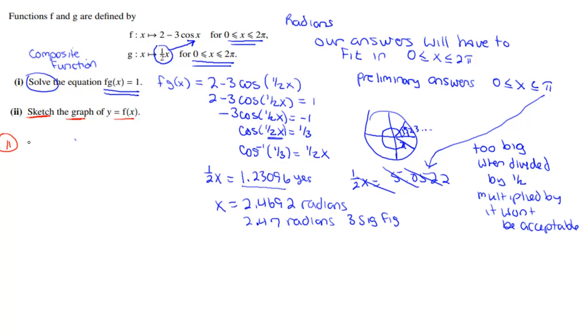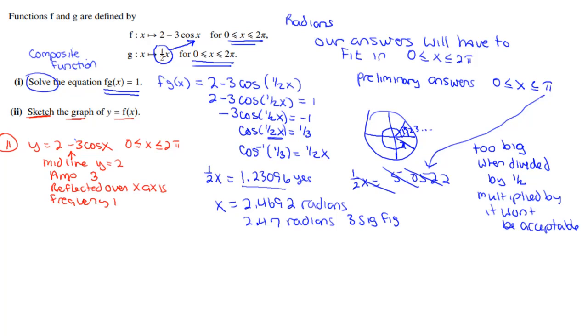So anyway, now the last part, it asks me to sketch the graph. And the first thing I'm going to do is take a look. The domain is 0 to 2 pi. I'm going to write down the stuff I notice. I notice the midline is going to be y equals 2, and the amplitude is going to be 3. I notice that the amplitude's got a negative sign in front of it, which means it's been reflected over the x-axis. And the frequency is 1, so the period is going to be 2 pi, or 360 degrees.